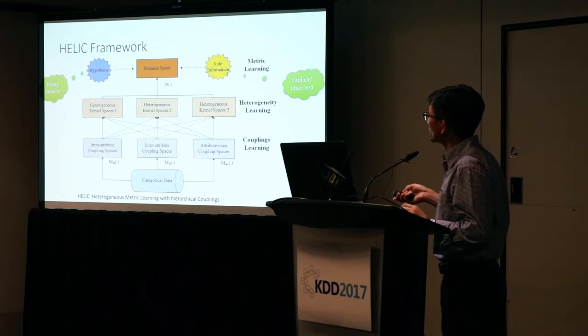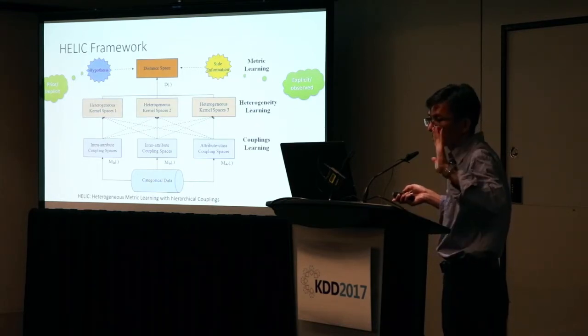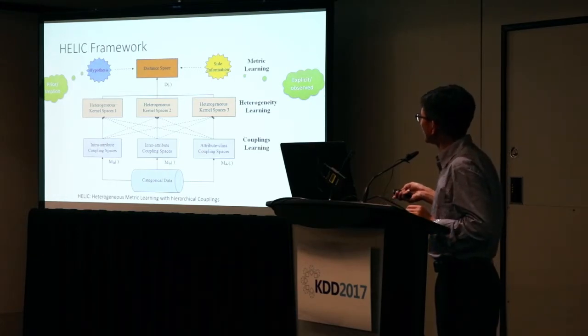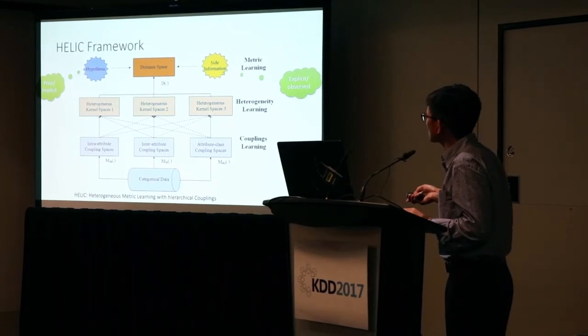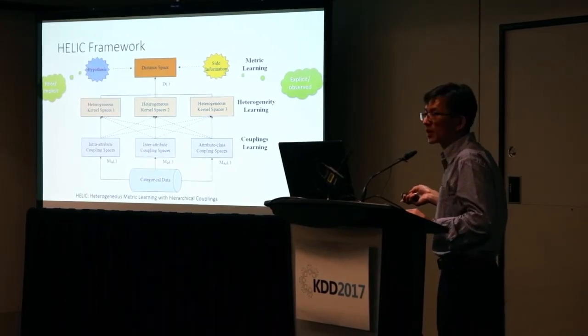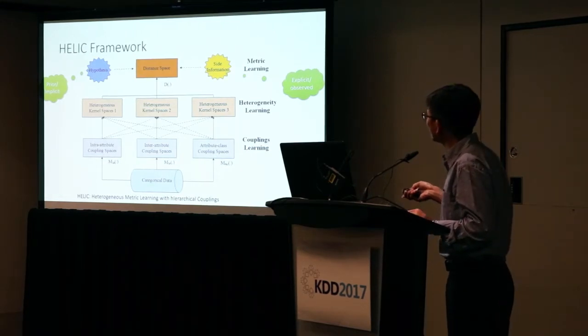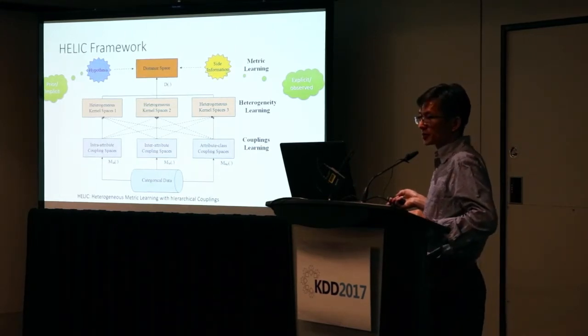One is called the inter-attribute coupling relation, which is something I just explained: attribute relation, attribute value relation, and then another coupling relation. And the third one is that for this particular example, we actually incorporate the side information of label. So we have the attribute class coupling relation.